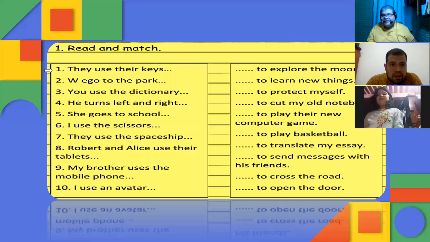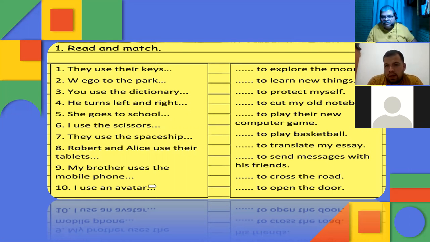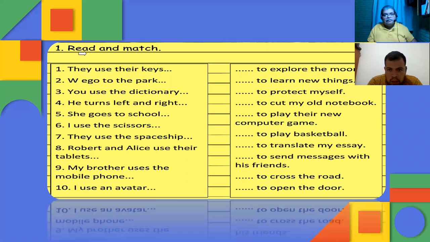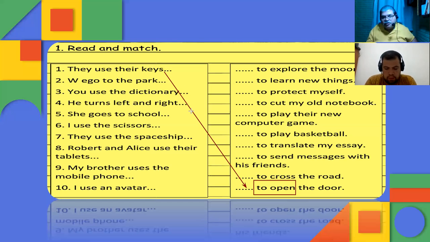Okay, because you don't have any questions, I have some exercises to practice. The idea is to use here the infinitive of purpose. For example, they use their keys to open the door. Recuerdas que el infinitivo es esta forma verbal, donde usamos el to más el verbo, y que nos indica propósito, para qué hacemos algo. Tú me dices cómo unimos las demás. Si puedes usar la herramienta para anotar, tú podrías marcar aquí. Si no, yo los marco y tú me dices.